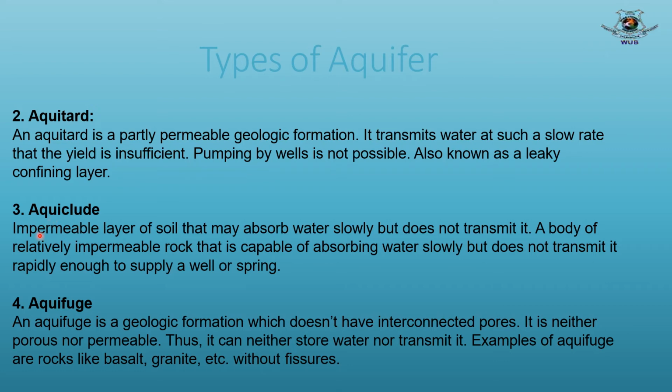Aquiclude. It is an impermeable layer of soil that may absorb water slowly but does not transmit it. As the soil is impermeable, water transmission is not possible in this soil. A body of relatively impermeable rock that is capable of absorbing water slowly but does not transmit it rapidly enough to supply a well or a spring. Or in another way we can say, the impervious formations or strata containing very little groundwater are termed aquicludes.